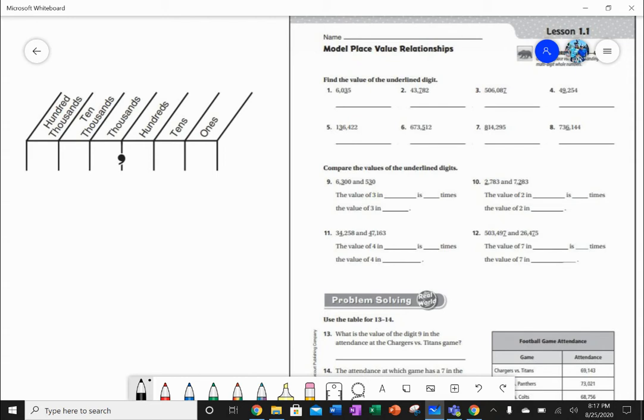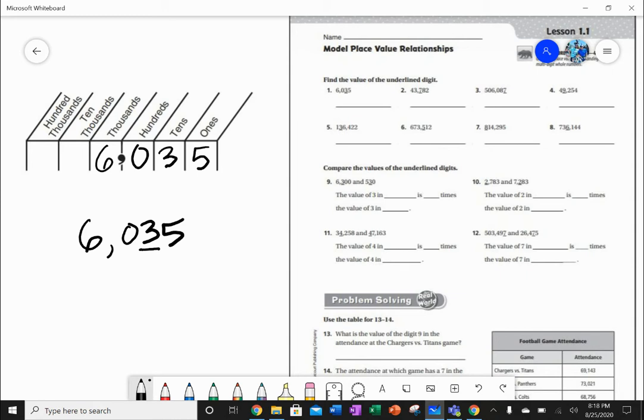So let's look at the number. First of all, I can start by writing here my number, 6,035. Now, the underlined number is the 3. And so I need to find the place value of that digit. Remember, the digit is the number 0 to 9 in a number or part of the number. Okay, so I'm going to write down my number on the place value chart. I'm going to start with the 5 in the ones place, the 3 in the tens place, the 0 in the hundreds place, and the 6 in the thousands place.